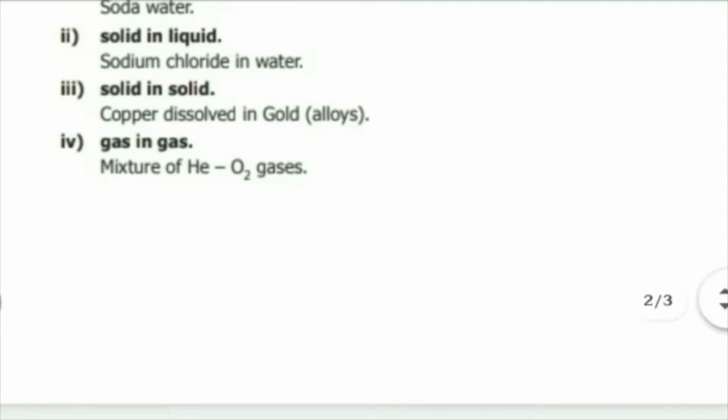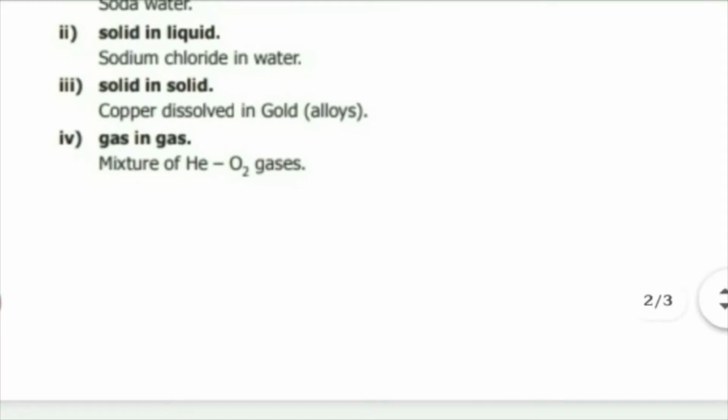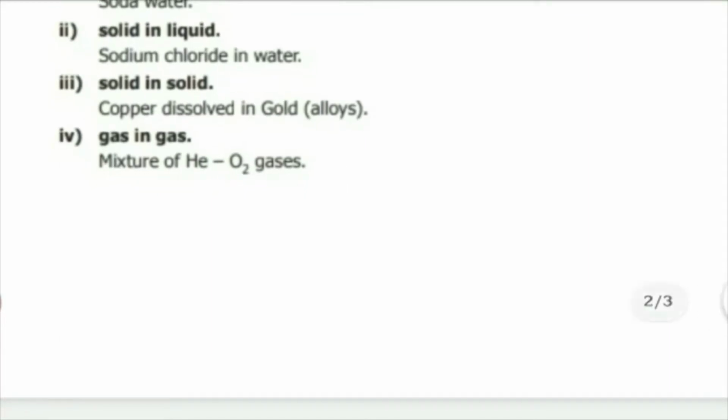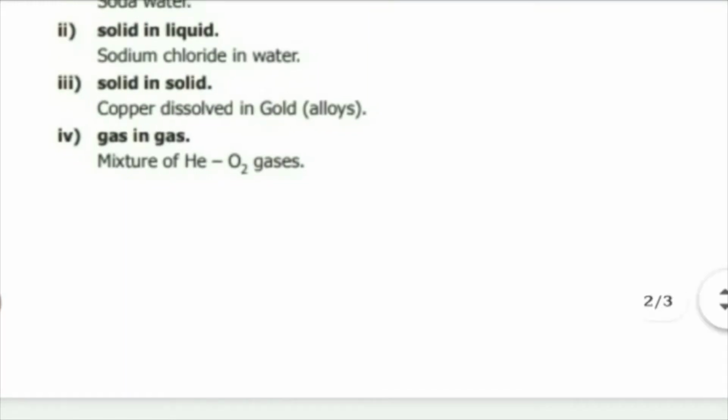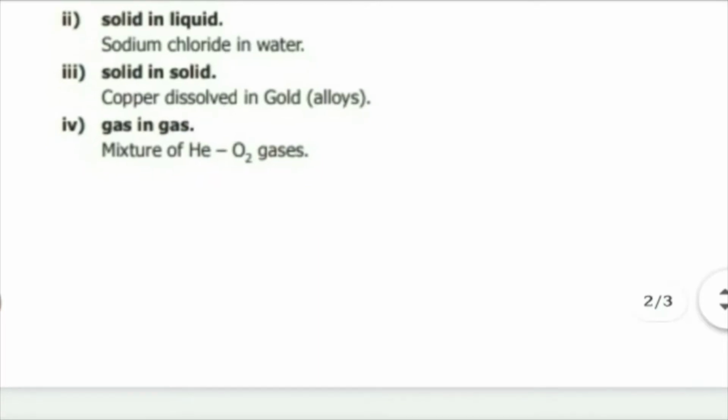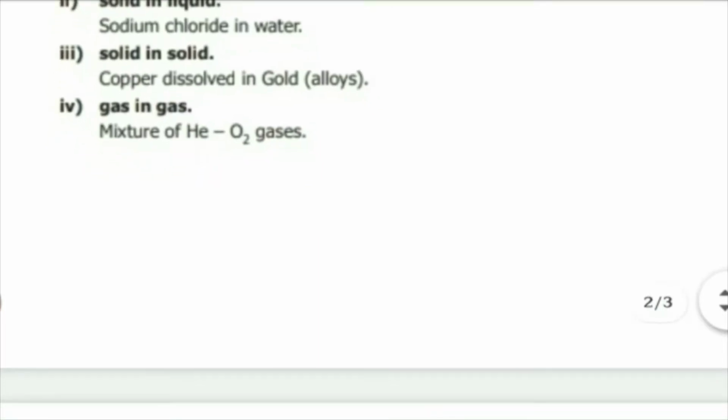Third one, solid in solid. Example, copper dissolved in gold. Alloys. Fourth one, gas in gas. Example, mixture of helium, O2 gases.